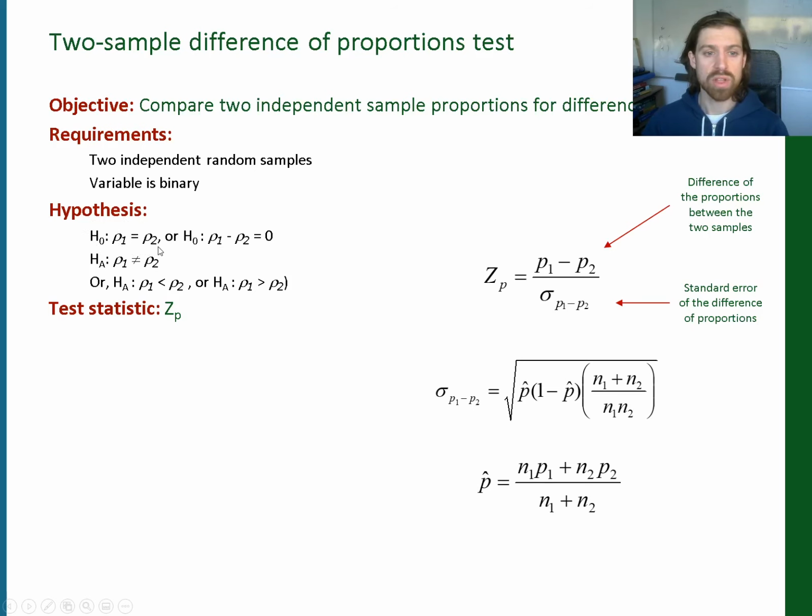So the requirements here are that the random samples are independent and that the variables are binary, essentially. Hypothesis. So we've been through this before. So the null hypothesis is that the proportions from the two samples are essentially equal and not significantly different, whereas the alternative hypothesis is that they are significantly different.